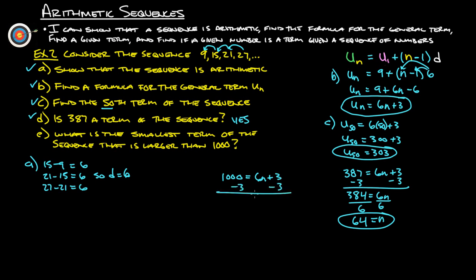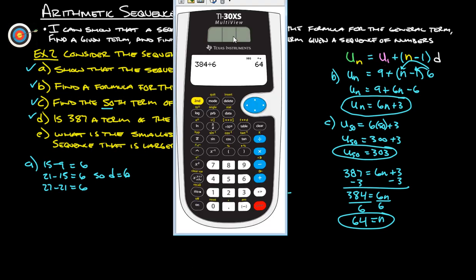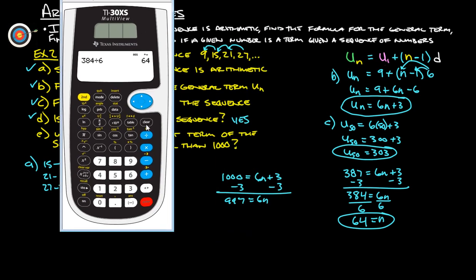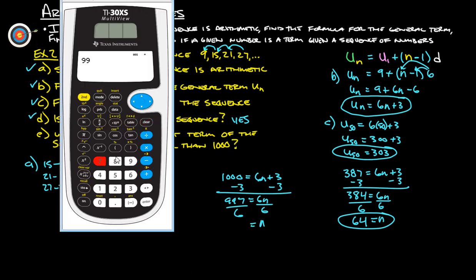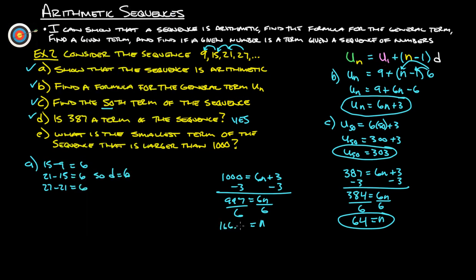So subtract 3 from both sides. 997 equals 6n. So we'll get our calculator back. And let's see, we're going to divide both sides by 6. Got a little ahead of myself, sorry. So 997 divided by 6 is going to give us the 166.1 term. So we want to find the smallest term of the sequence that's bigger than 1,000.